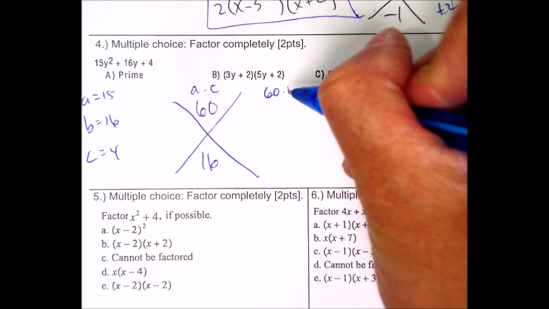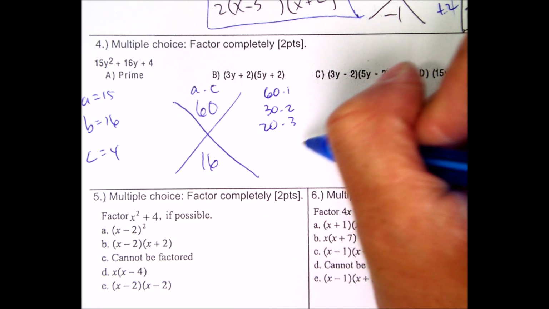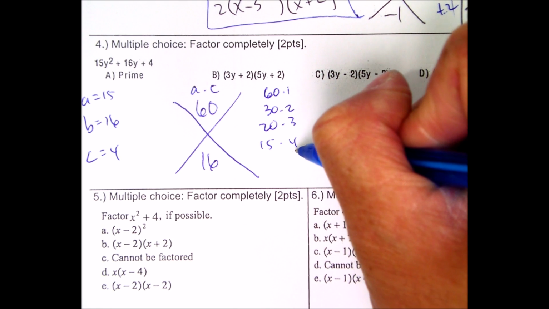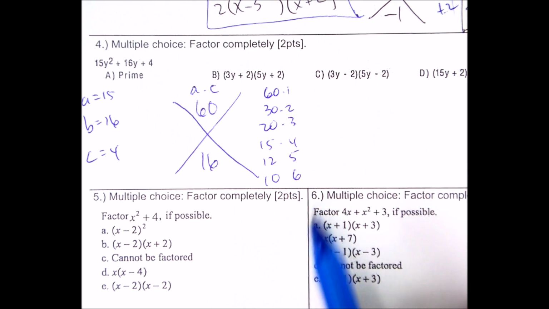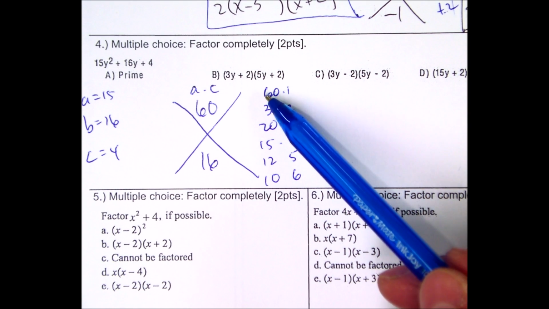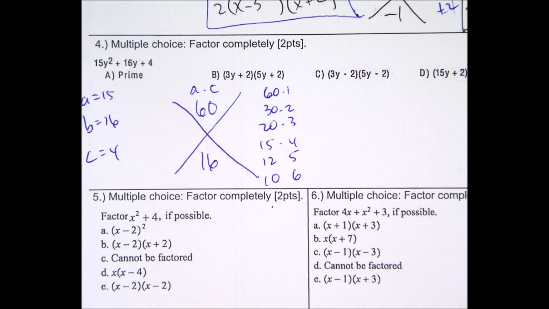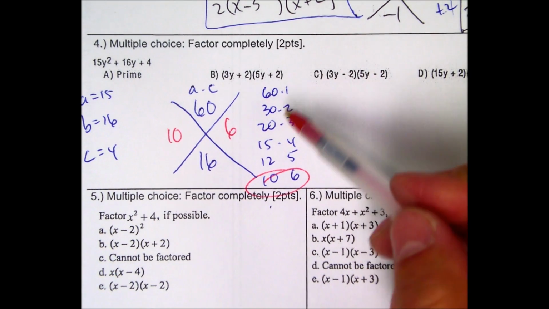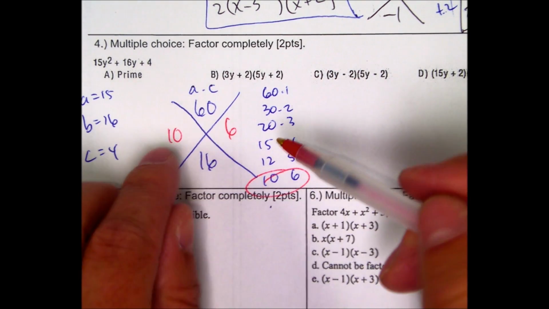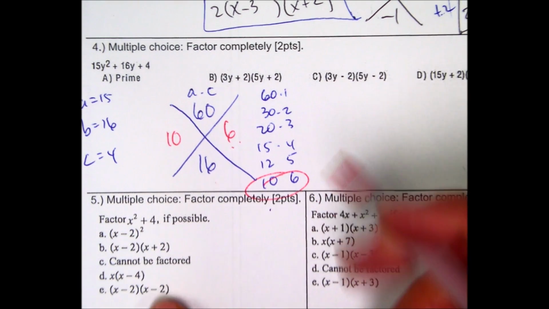I've got 60 and 1, 30 and 2, 20 and 3, 15 and 4, 12 and 5, and 10 and 6. Remember, notice how the strategy I'm doing is I'm putting the bigger number on the left. That way it's easier for me to either add or subtract. Okay. Well, if I look at my numbers, I have 10 and 6 there. Remember, you can use a regular calculator on your quiz or test. 10 times 6 is 60. 10 plus 6 is 16.